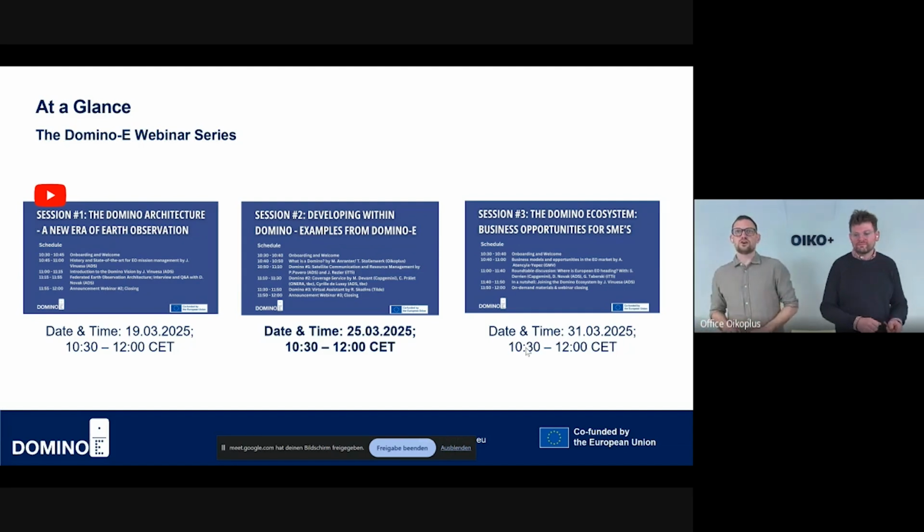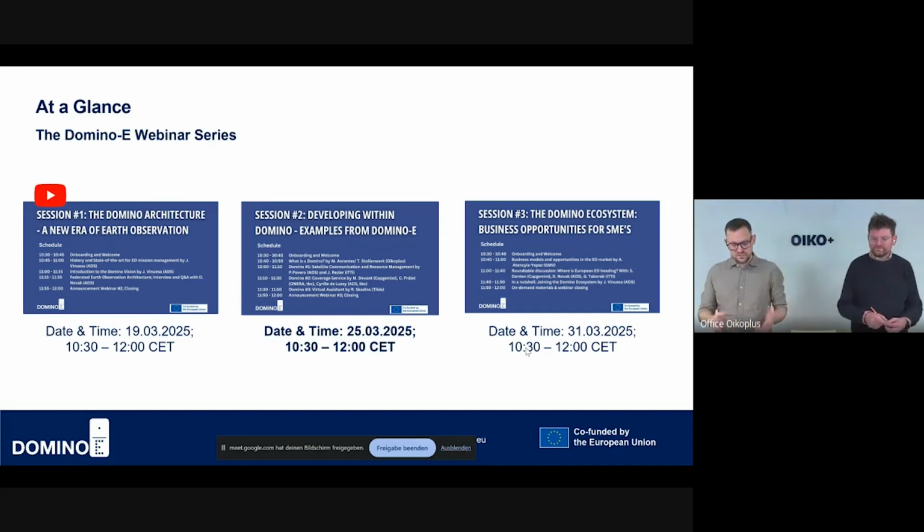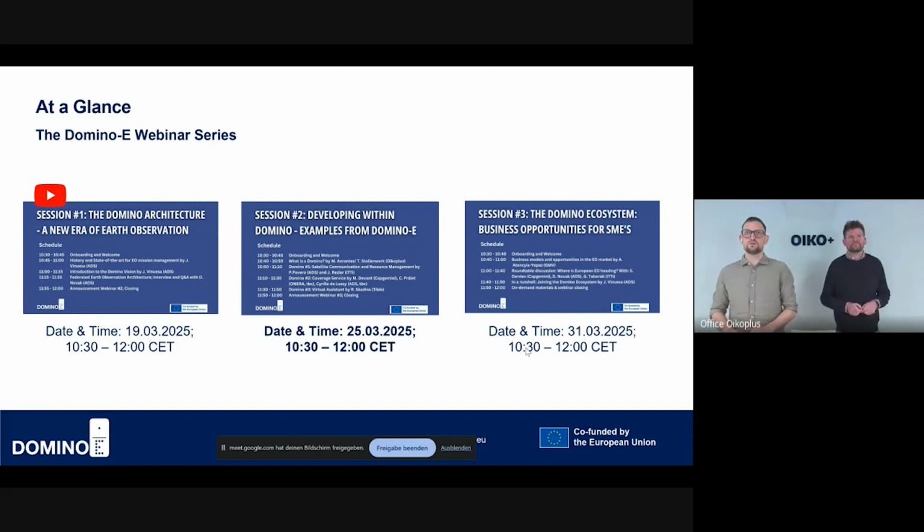Today, as Thomas already mentioned, we are going to shift a little bit more and look towards the dominoes as such. So we will look at dominoes that are developed within Domino-E. And the next time, the third session, we will look mainly at the business opportunities that evolve from Domino-E or the domino architecture.